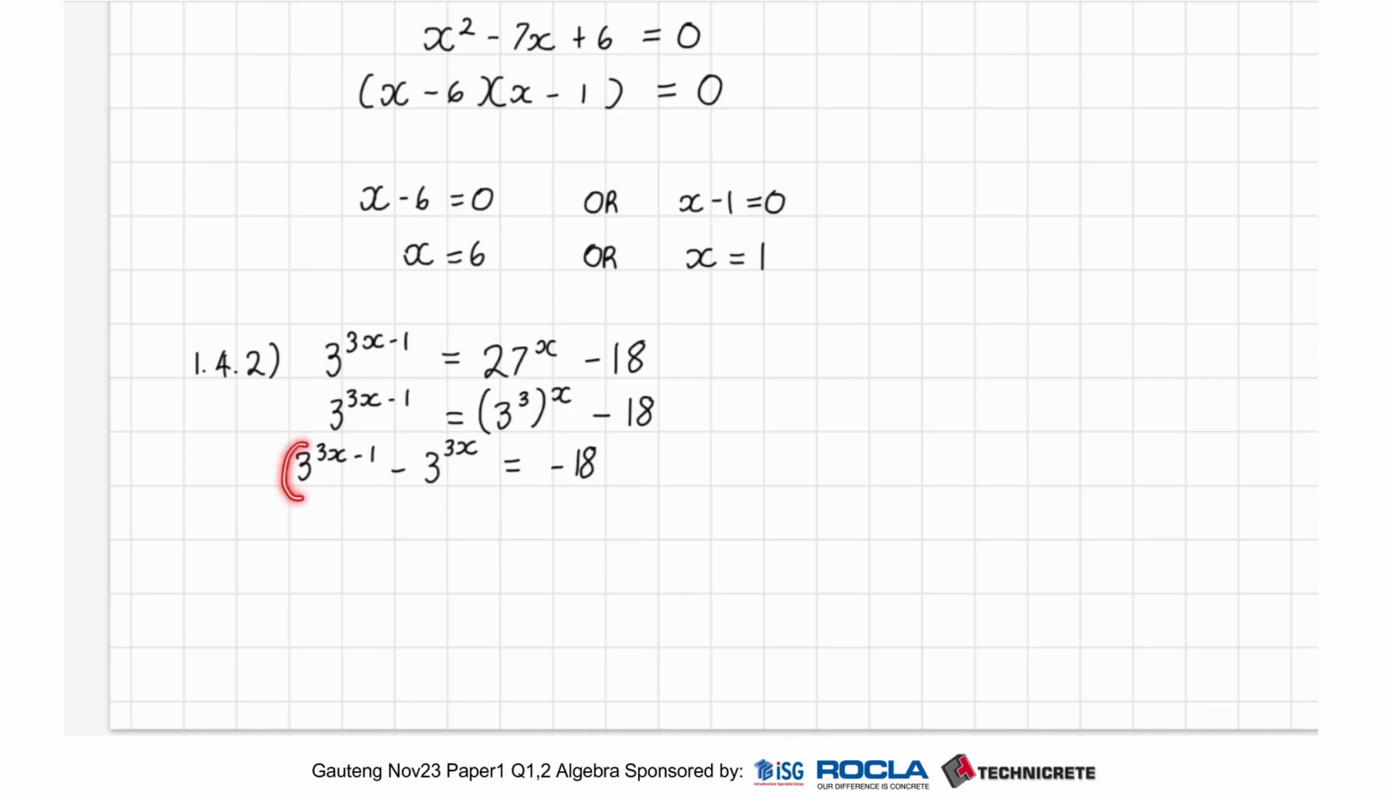And now that I have a base that's raised to an expression, I can say that that's the same as having the base raised to one of the terms multiplied by that same base being raised to the other term. So I'll have 3 to the 3x multiplied by 3 to the minus 1, and then minus 3 to the 3x stays the same.